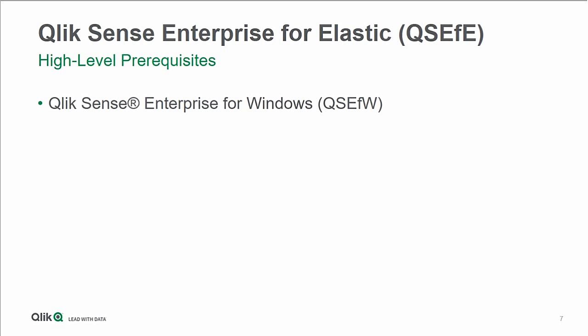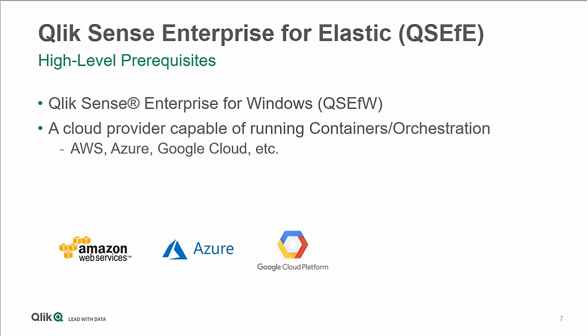The second thing you need is a cloud provider capable of running containers or orchestration. That can be AWS, Azure, Google Cloud, but it has to be a place, publicly or privately, where you can run these technologies in a way that we expect.